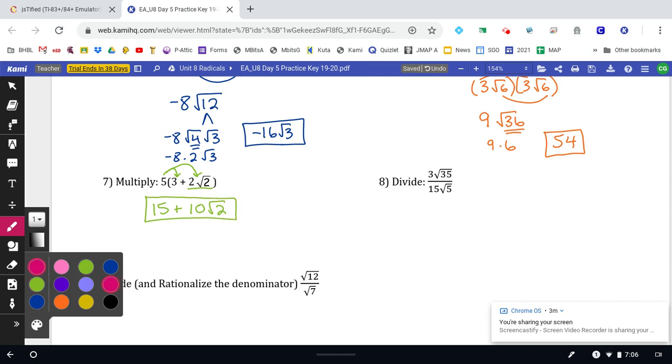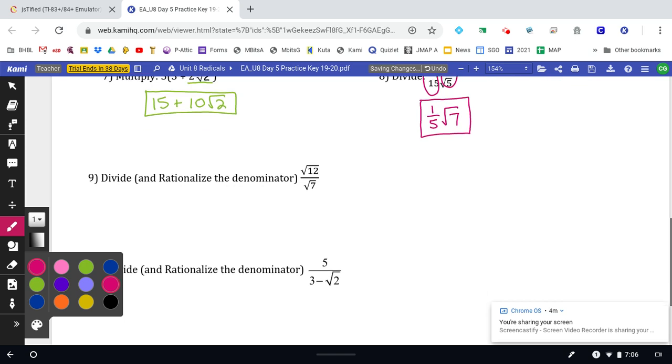Number 8. Okay, so if things divide nicely, like 3 over 15 divides nicely, that's 1 over 5. And 35 divided by 5 is going to give me radical 7. So 1/5 radical 7.